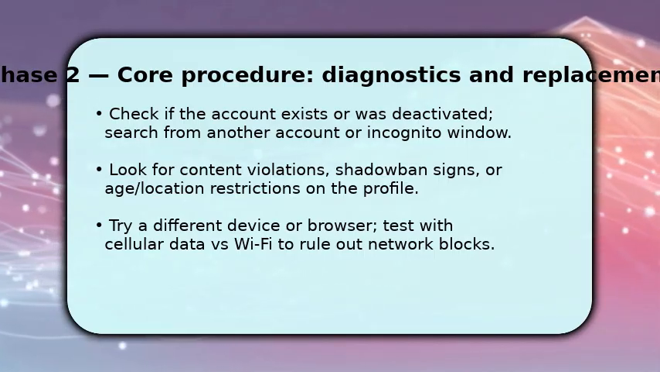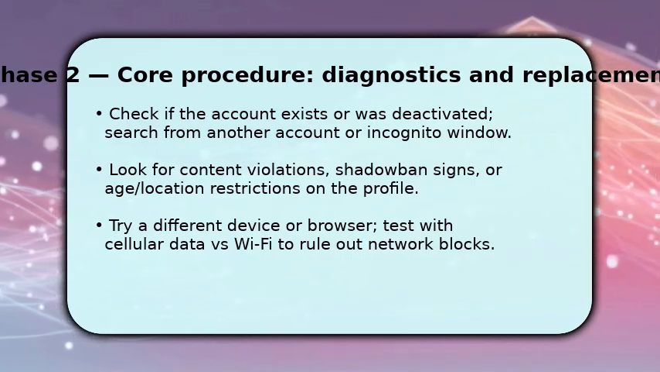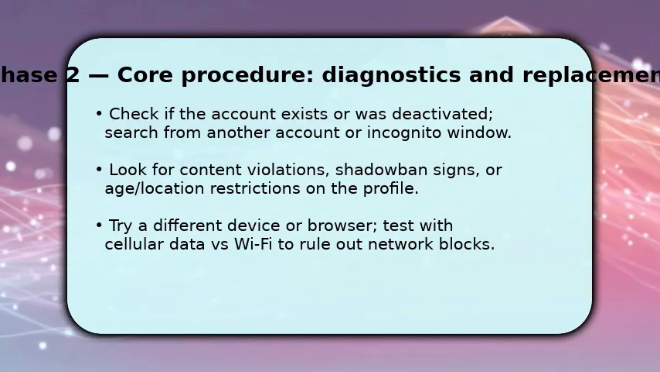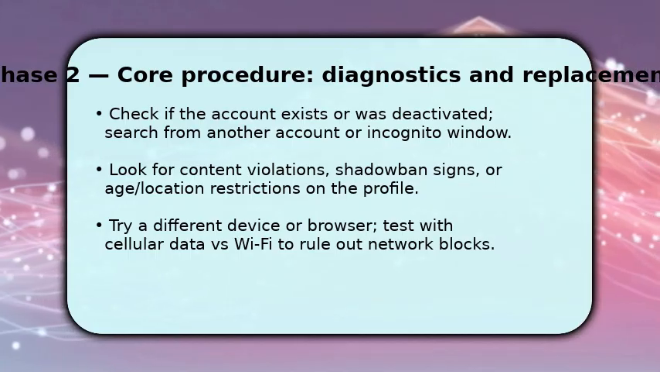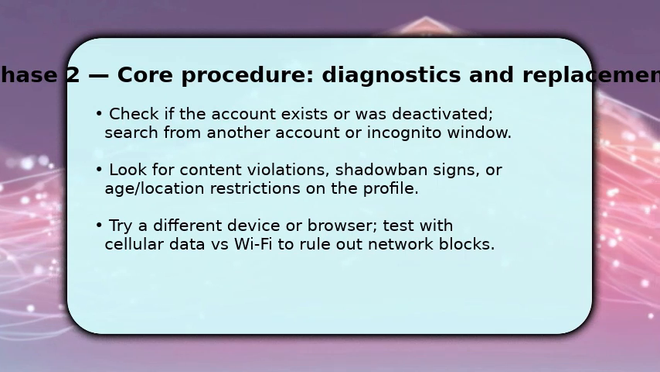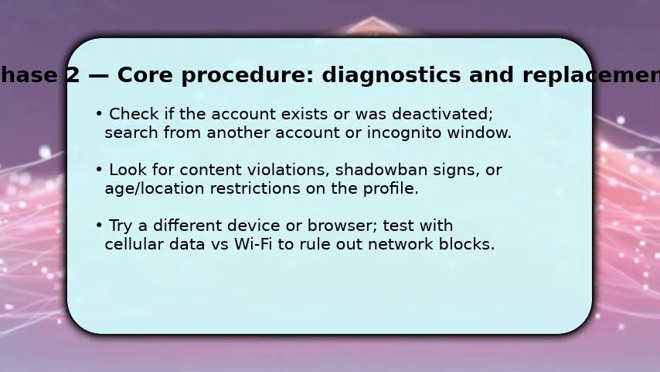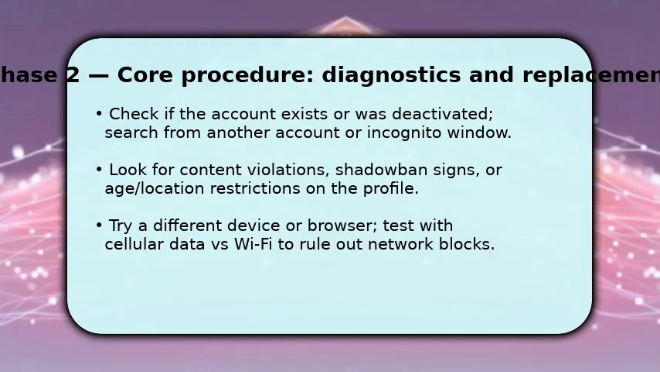Inspect for age, location, or content restrictions that Instagram applies automatically and verify whether the username changed. Also, switch devices and networks. If the profile appears elsewhere, your IP or device may be blocked. Make notes of any error messages, then prepare to escalate or request review if rules were applied.